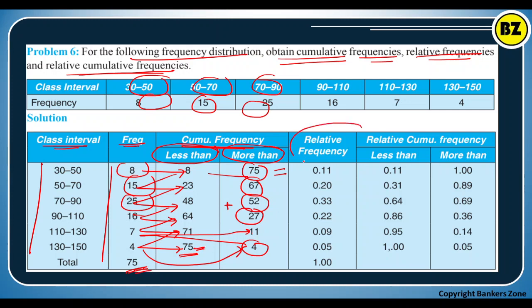Now you have to find the relative frequency. How to find the relative frequency? It is frequency upon total frequency. So what is the frequency here? Here the frequency is 8 and the total frequency is 75, so it is 0.11. Very easy. Now what will be the relative frequency for the class 70 to 90? For this the frequency is 25, so 25 upon the total frequency 75. So 1/3 means 0.33. So very easy to calculate relative frequency.